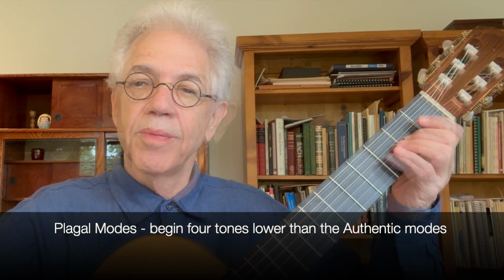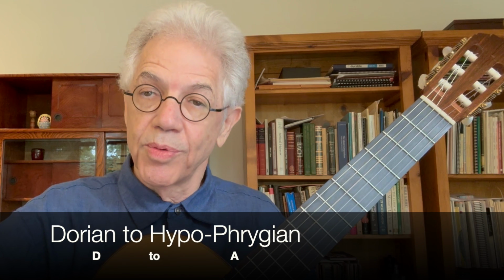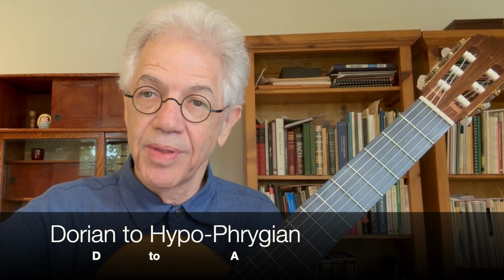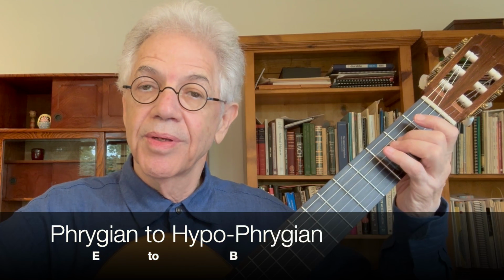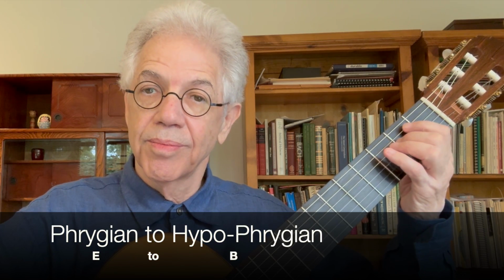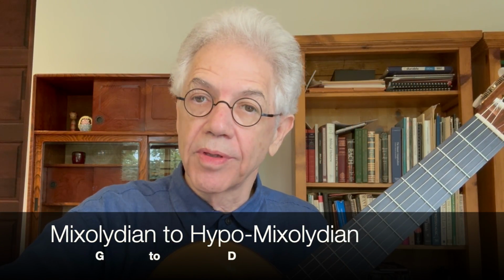Okay, so these are the authentic modes, and then we have what we call the plagal modes. And you might notice a relationship. It goes from Dorian to Hypodorian, and Phrygian to Hypophrygian, and Lydian to Hypolydian, Mixolydian to Hypomixolydian.